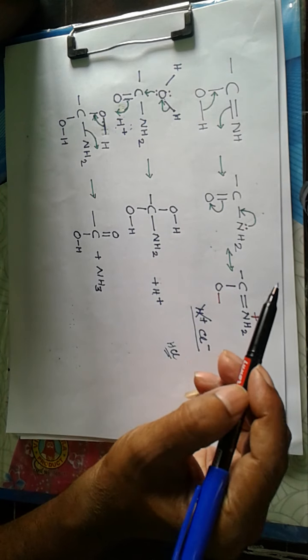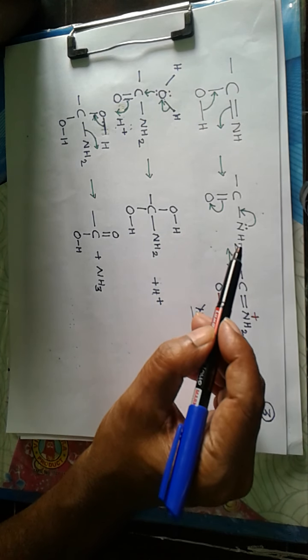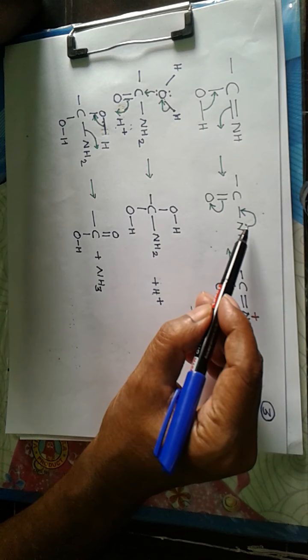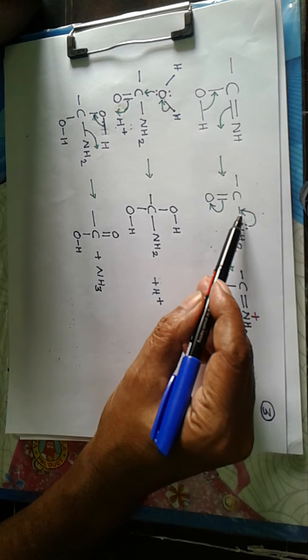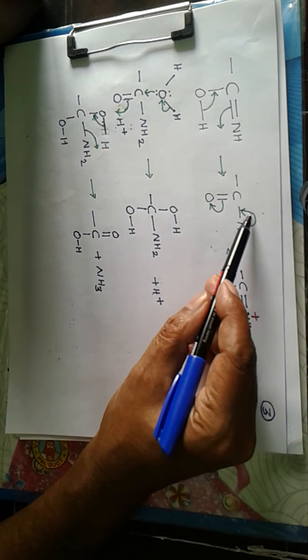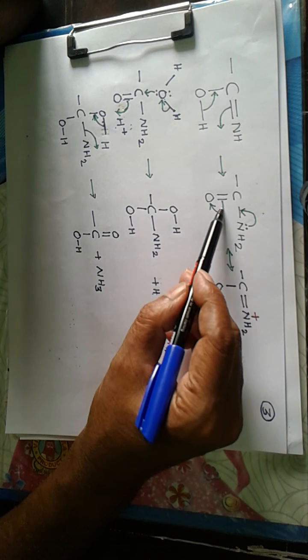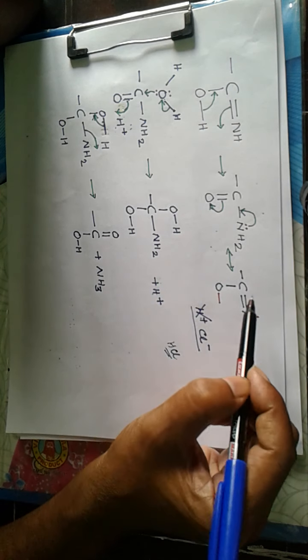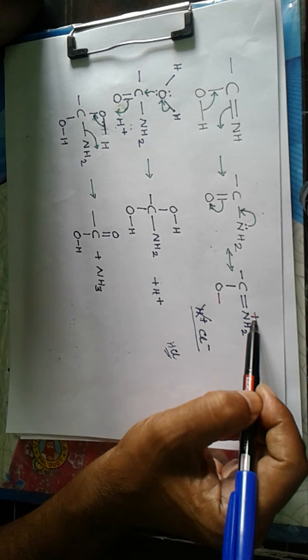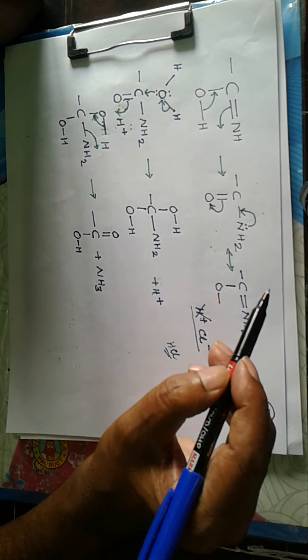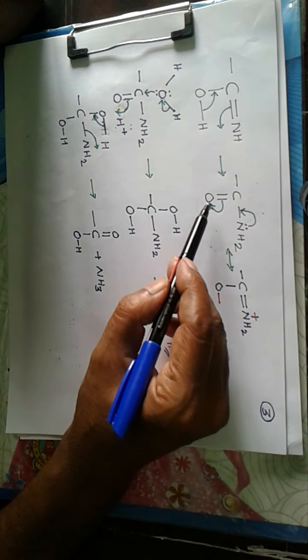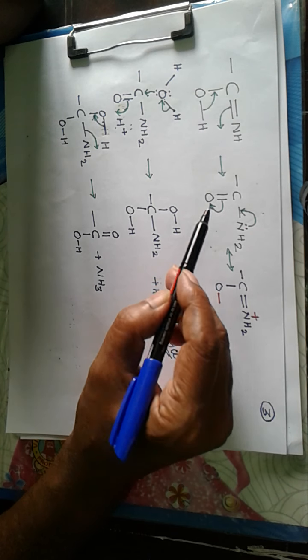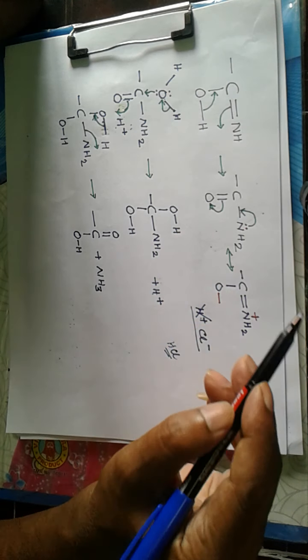The amide formed also has resonance structures like this. The lone pair moving in this direction, C double bond moving in this direction, we get C double bond NH2 positive and O negative. So the oxygen atom has a partial negative charge in the resonance hybrid.